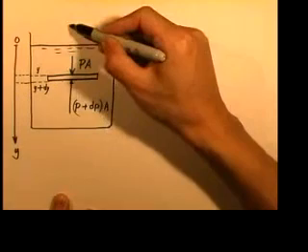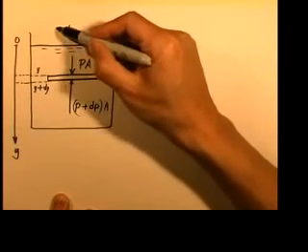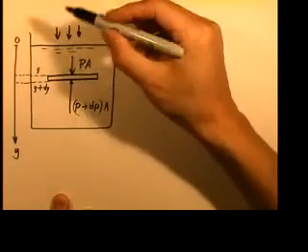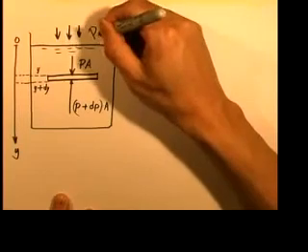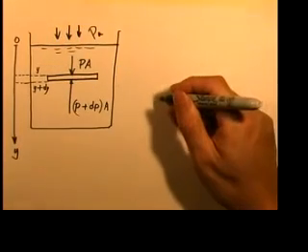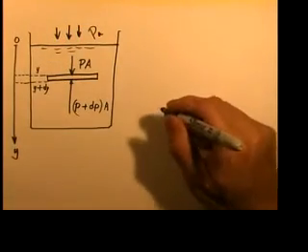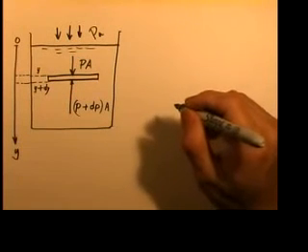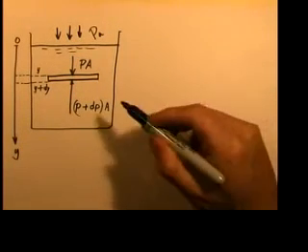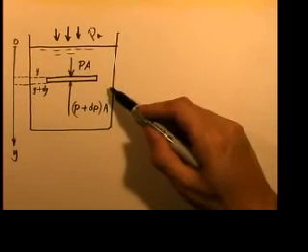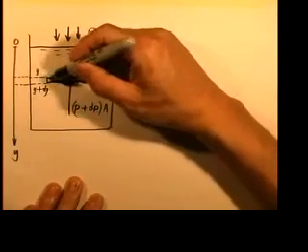Over here I have air pressure. This is air pushing down, and the air pressure, P_A, is otherwise known as atmospheric pressure. To figure out how the pressure inside the water changes as a function of the depth y, let us isolate a little slab of water.